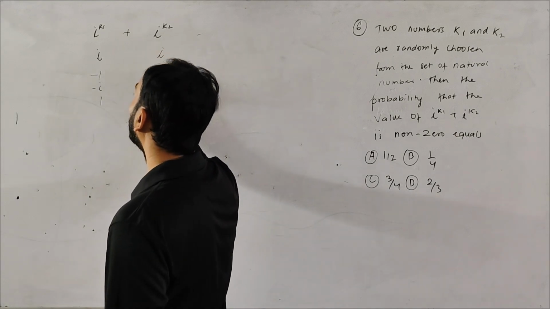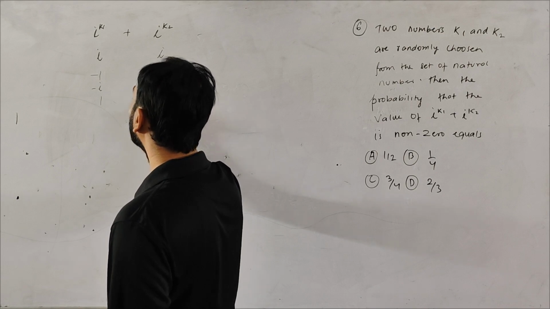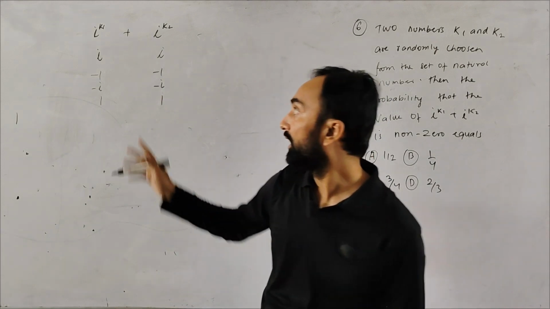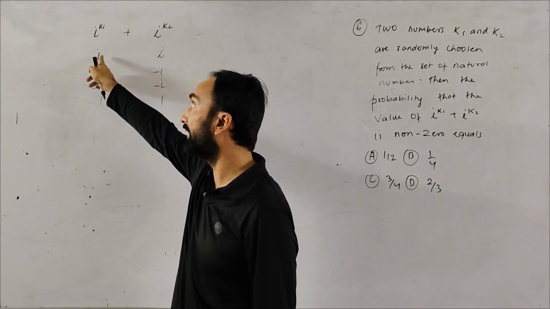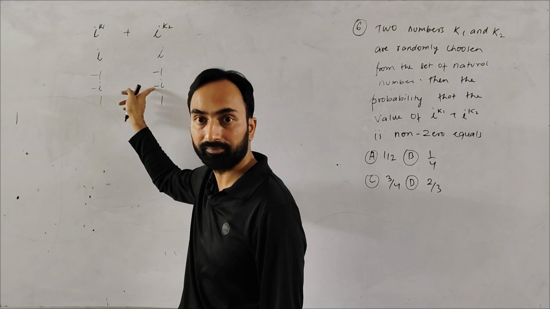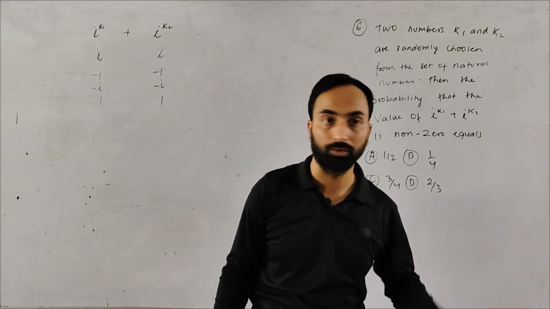So this column also I am writing I, minus 1, minus I and then 1. Correct? Now what are the combinations we can make? Let's suppose this side I got I and this side I am getting minus I. So obviously it will become 0. But they are asking non-zero, no?